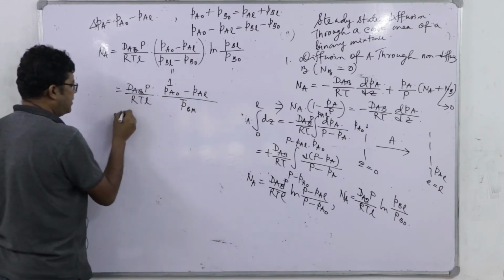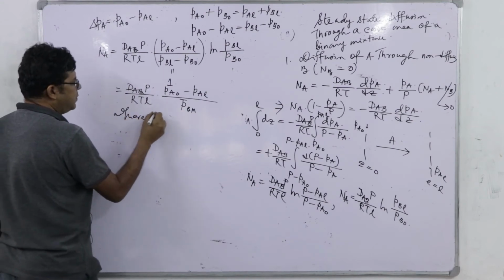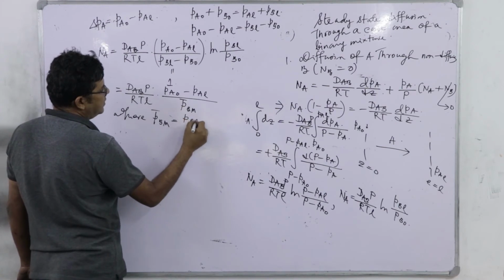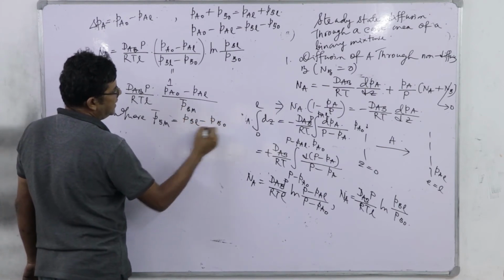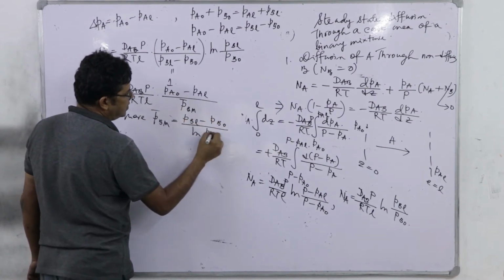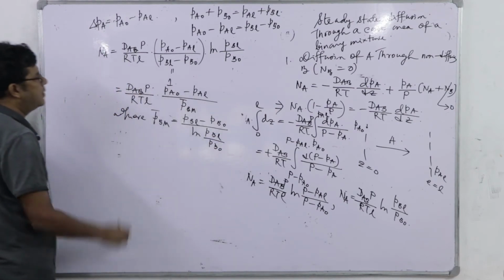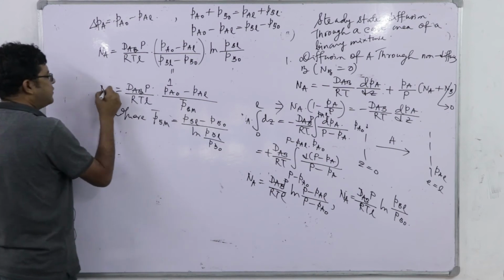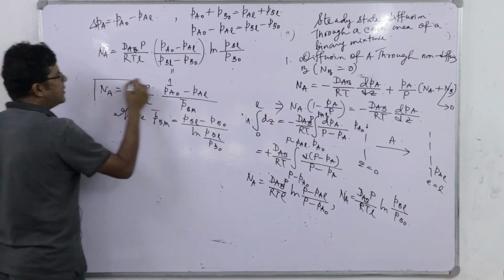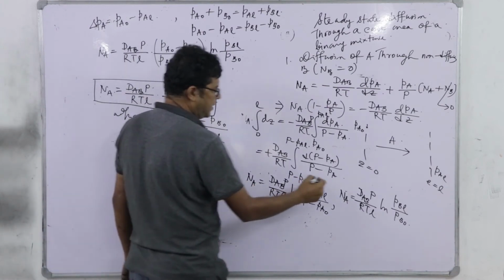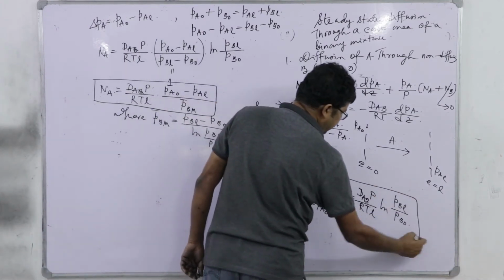Where this PBM bar is the log mean of PBL and PB0, right. So, we have the flux expression finally, or alternatively also we can use this expression whatever is required.